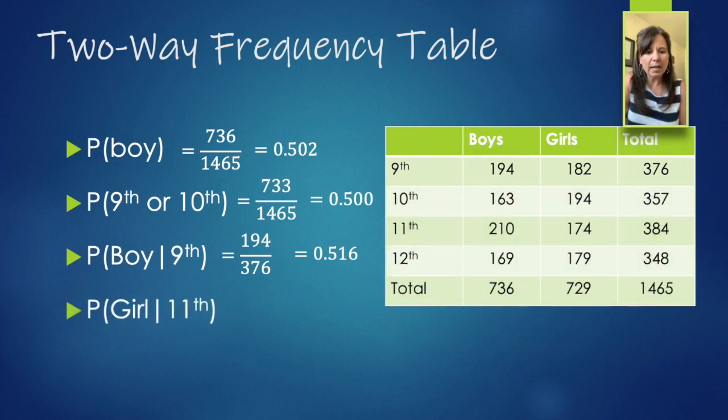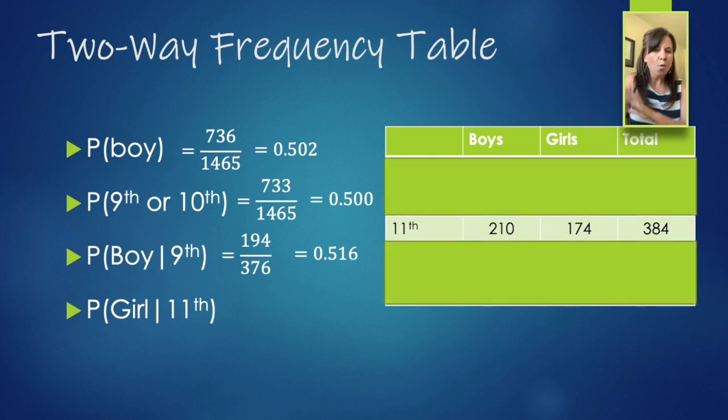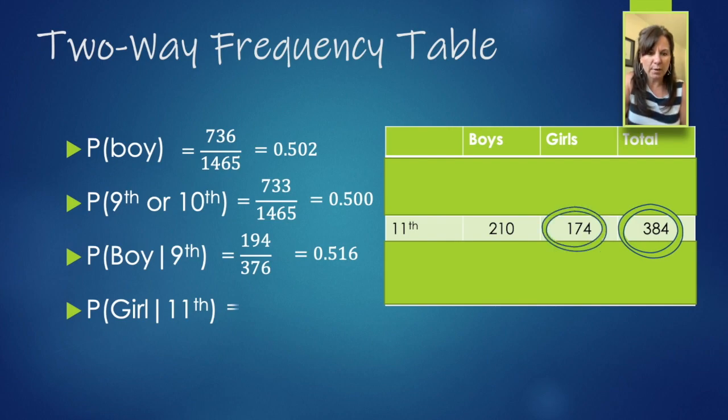What about selecting a girl, given that she's in 11th grade? Again, tunnel vision, we're gonna zoom into 11th grade. We're only focused on these 384 students, and of those, 174 are girls. So we have 174 out of 384, about 45%.